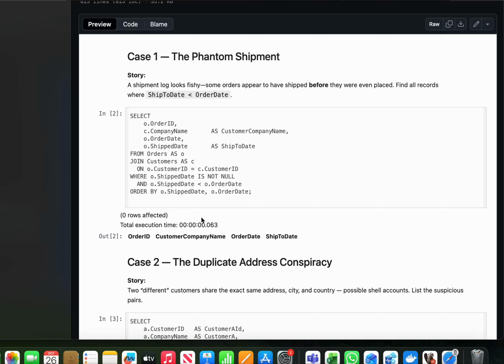After running the query, I found that no records matched the condition. That means there were no phantom shipments, the data is clean, and all shipments happened after the orders were placed, just as they should. This first case was pretty simple, but it really helped reinforce the idea of data validation, making sure that the data makes logical sense in real world terms.